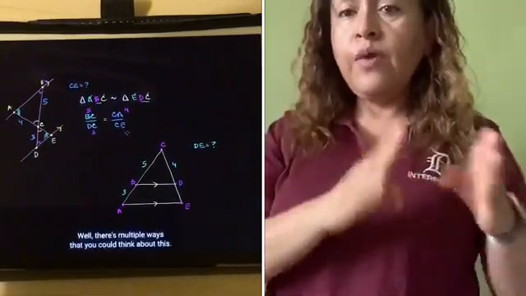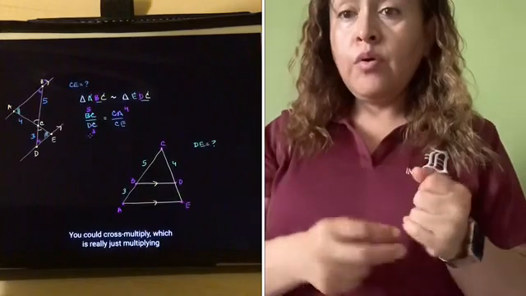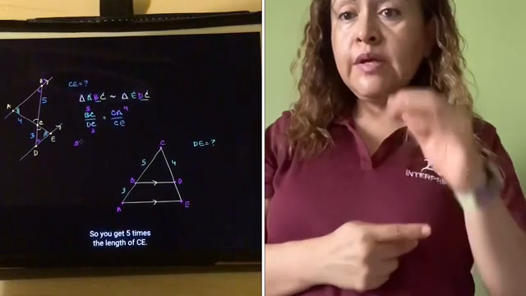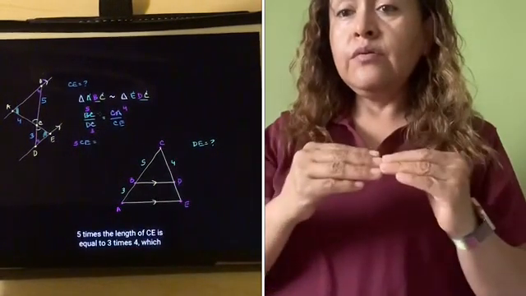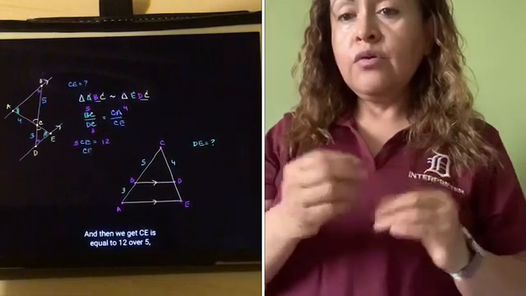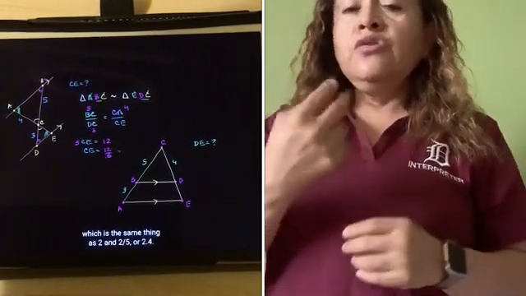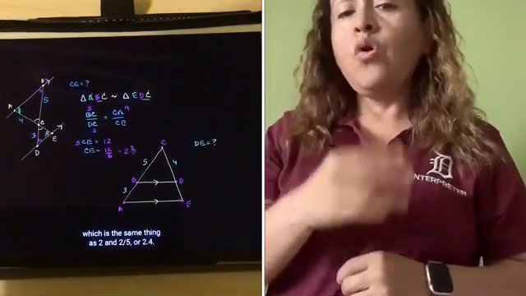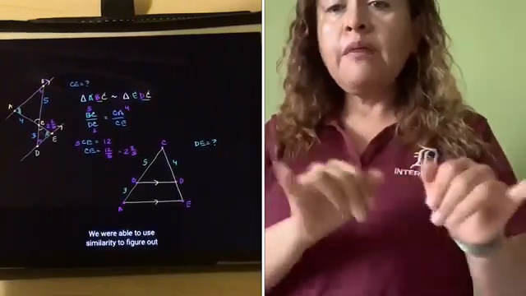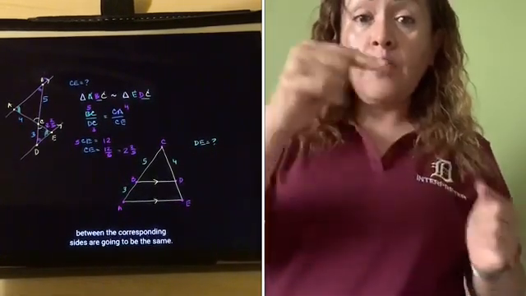And now we can just solve for CE. There are multiple ways you could think about this. You could cross multiply, which is really just multiplying both sides by both denominators. So you get 5 times the length of CE is equal to 3 times 4, which is equal to 12. And then we get CE is equal to 12 over 5, which is the same thing as 2 and 2/5, or 2.4. And we're done. We were able to use similarity to figure out this side, just knowing that the ratios between the corresponding sides are going to be the same.